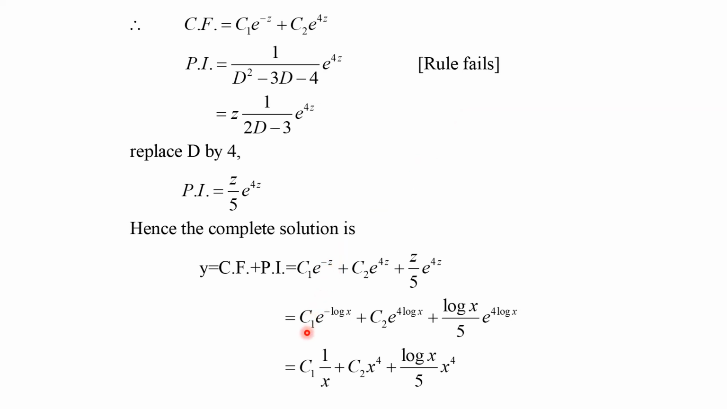The complete solution is y = c1 e^(-log x) + c2 e^(4 log x) + (log x/5) e^(4 log x). We know that e^(-log x) is equal to 1/x and e^(4 log x) is equal to x^4. So this is the required solution.